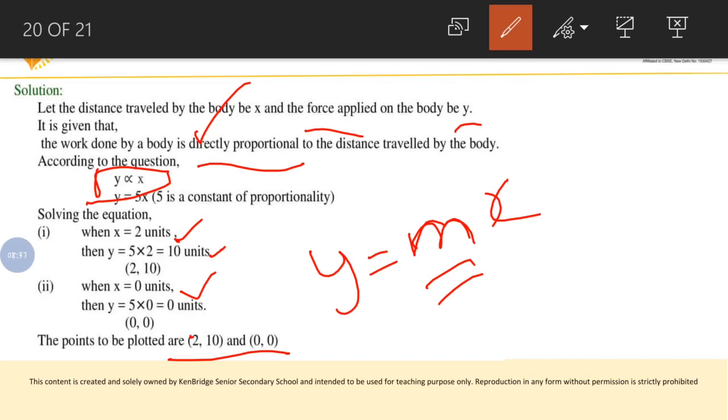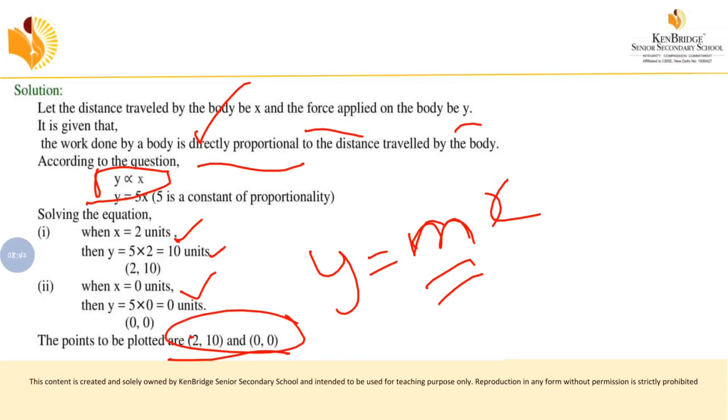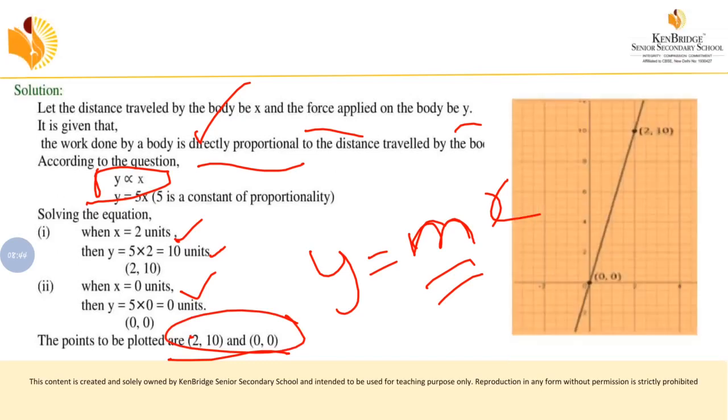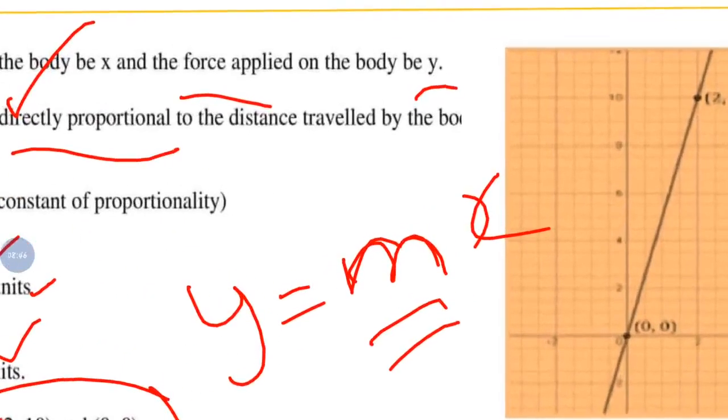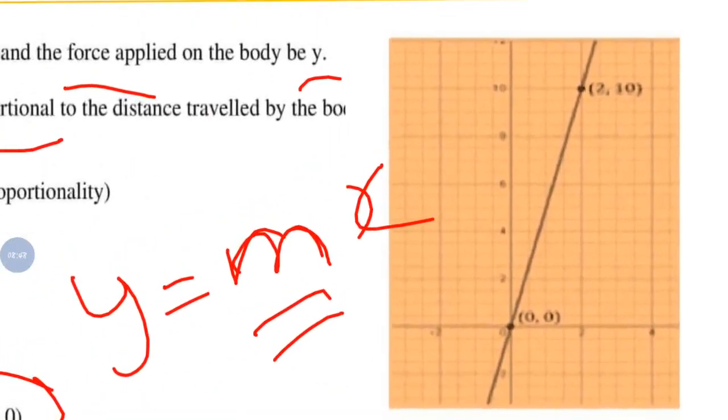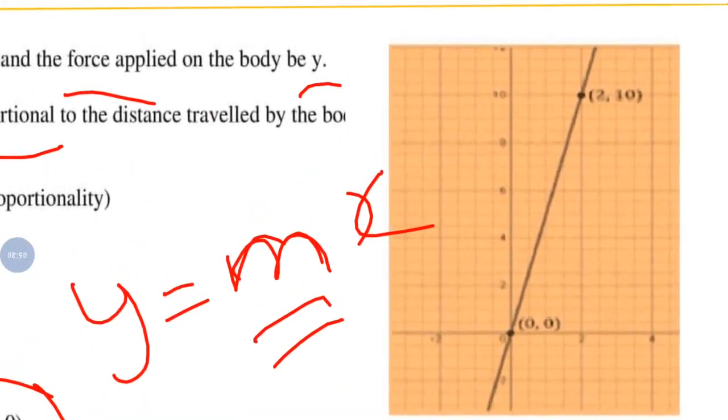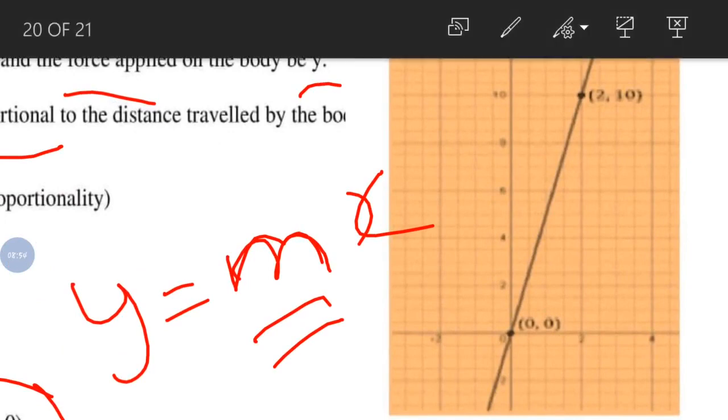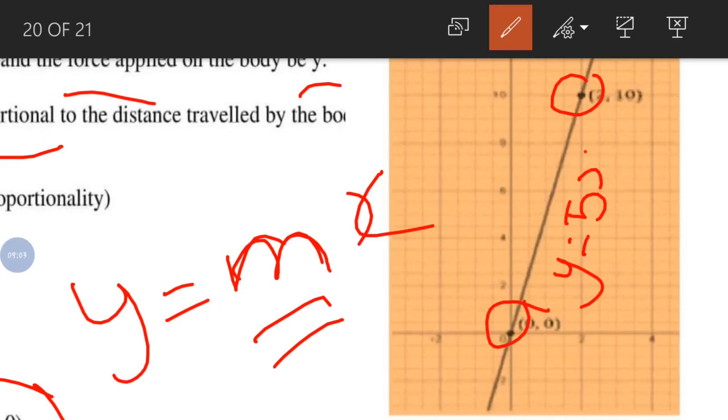Now we are going to plot these 2 points in the graph. So let's see how the graph has to be plotted. Just look at the graph. We got the 2 values, right? 2, 10 and 0, 0. So those two points we have plotted in the graph, 2, 10 and 0, 0. And we should write the name of the equation, that is very, very important. y is equal to 5x. So this will be the name of the equation.